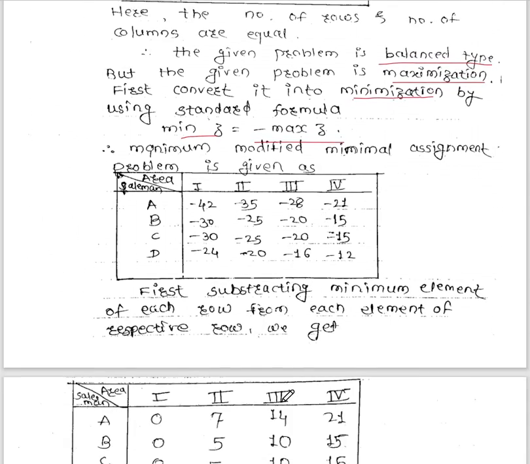Now we will turn to the next step. What is the step? Now we have to make the zero assignment. For that we want at least one zero in each row. Now we will subtract the minimum number from each row. Here the minimum number is minus 42. Now we will subtract this minus 42 in the first row, then in the second row that is 30 we will subtract, then 30 and then 24.